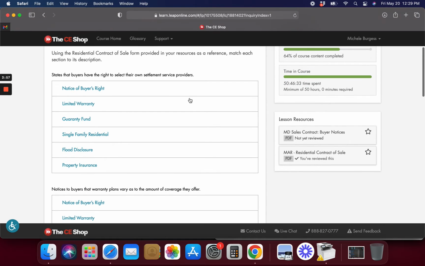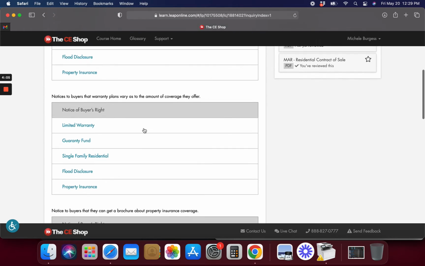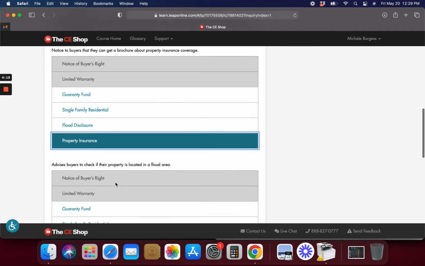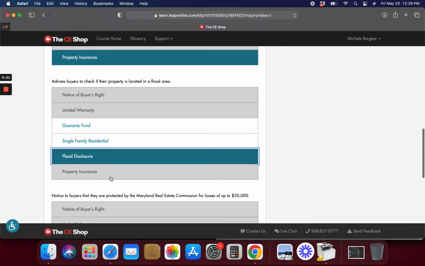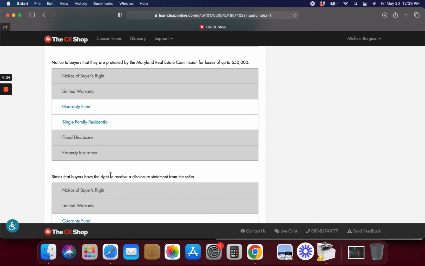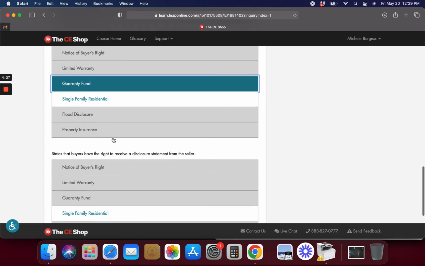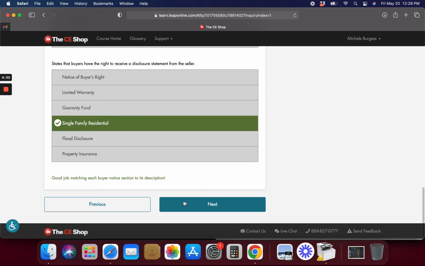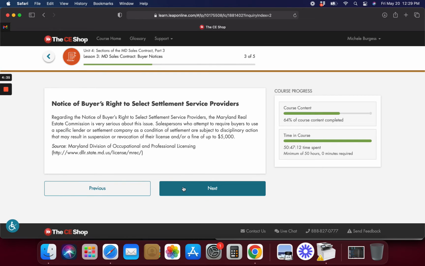Okay, states that the buyers have the right to select their own settlement services. And I believe that is the notice of buyer's right. Warranties, plans, amount they cover. I believe that is limited warranty, not positive on that. They can get a brochure about property insurance coverage. Flood area, protected by the Maryland Real Estate Commission. Buyers have a right to receive a disclosure statement from the settler. Okay, got all of them right, so we're going to move on.